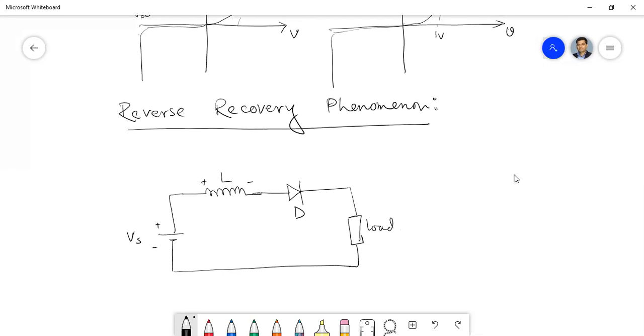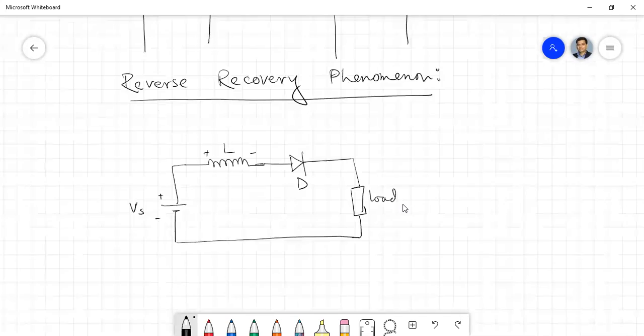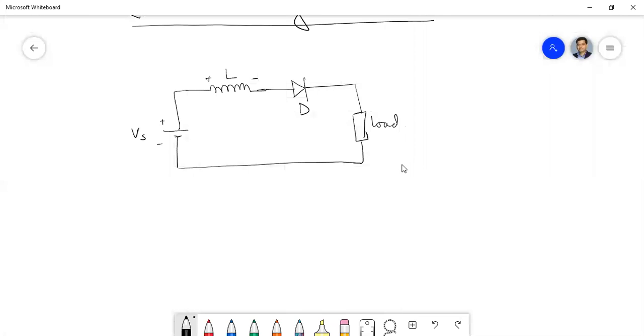Now, what happens if we want to switch off the diode? We apply some negative voltage. When we want to switch off, we apply some negative voltage, and it takes some time to get switched off completely, and that time is called the off time. But this off time has two components. One is called the fall time and another is called the reverse recovery time, as I discussed in the last class.